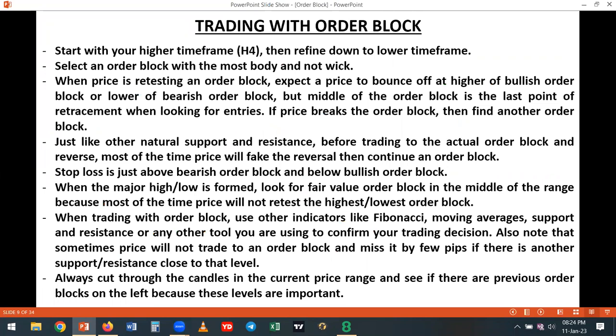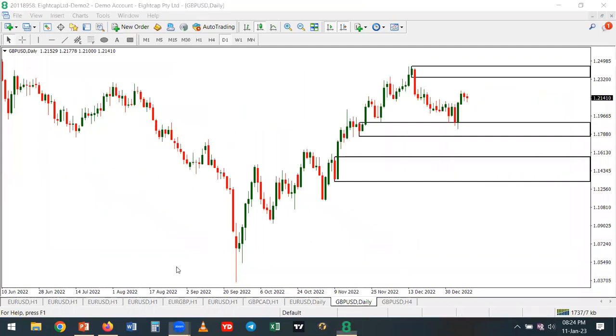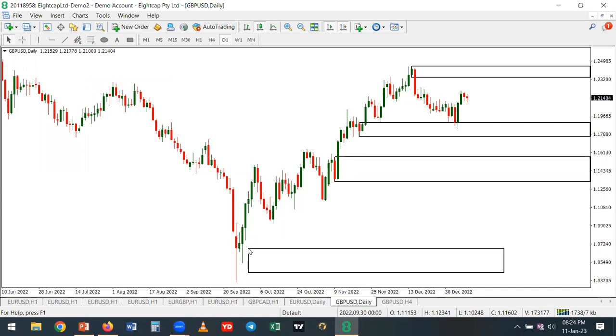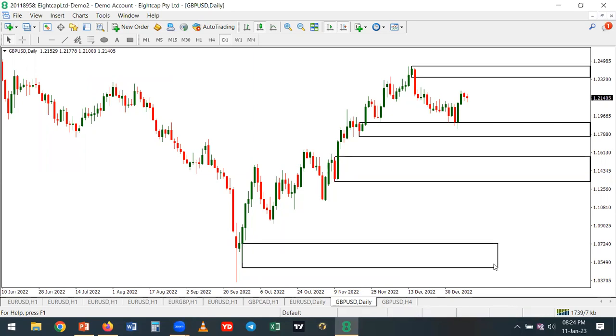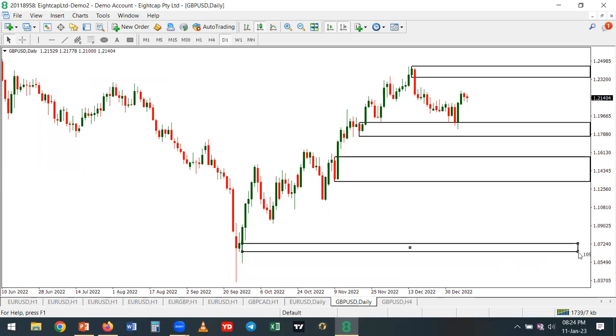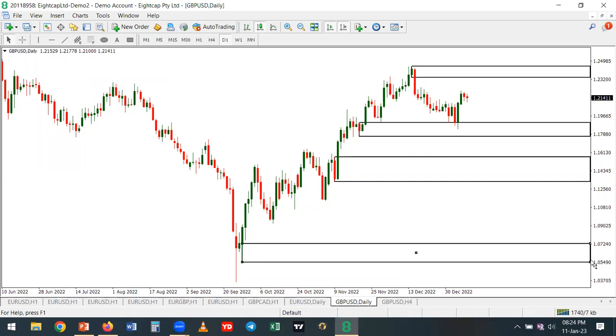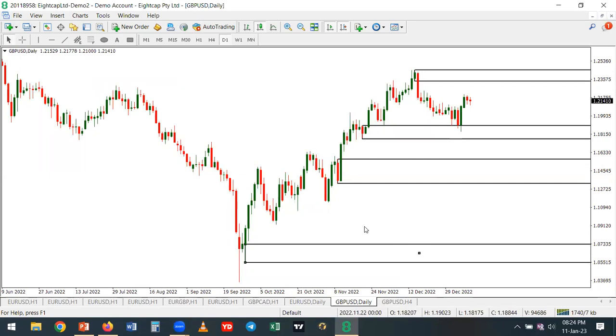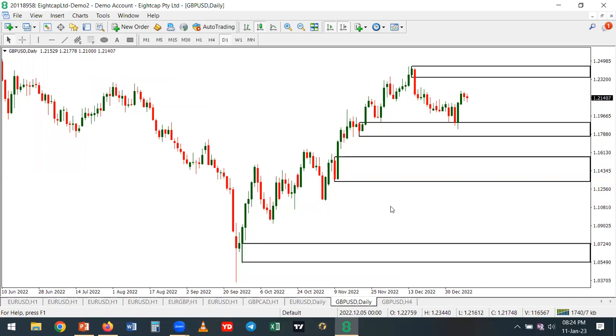Before we come to trading with order blocks, let me go back to the chart and complete this chart here. We're still trying to identify order blocks on this chart. I'm using this wick here as an order block. I'm currently on the daily time frame. All right, this is all I could get on the daily time frame.